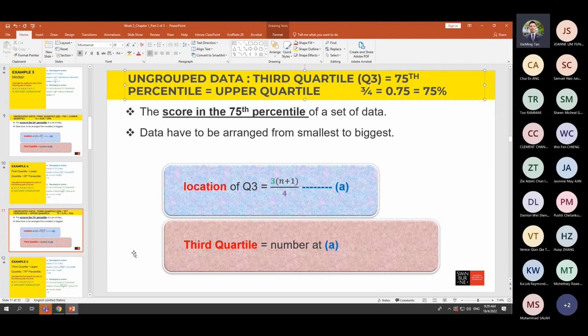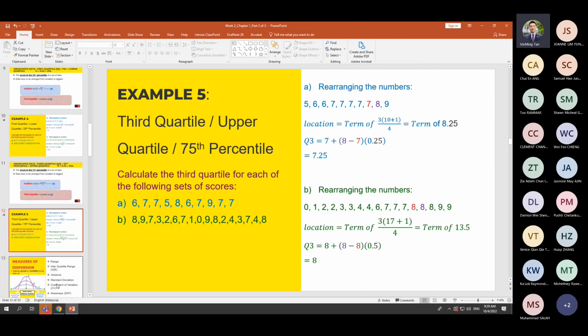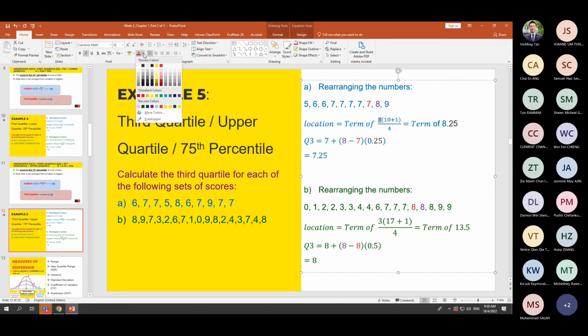So let's try one example. We use the same data set A and B. First step, sort the data. Second step, identify the location, or what we call the term of Q3. So what is the formula? You're using this formula, and the difference is this part now. The special thing is 3/4.